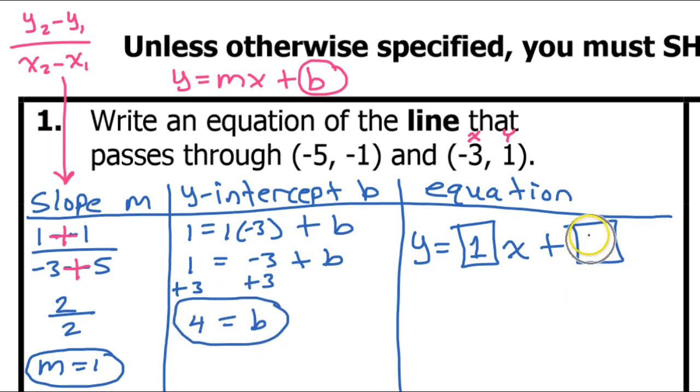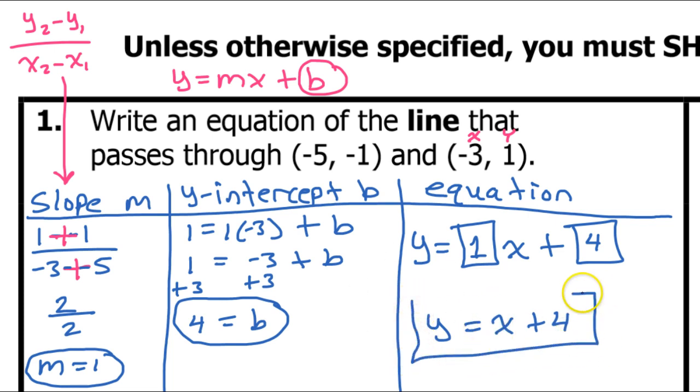So I know what b is, so I can put that right there. So that means that the final answer is going to be y is equal to x plus 4. We don't need the 1. Alright, if you put the 1, you're going to lose a point. So that's the final answer.